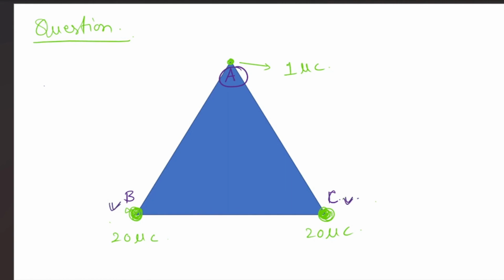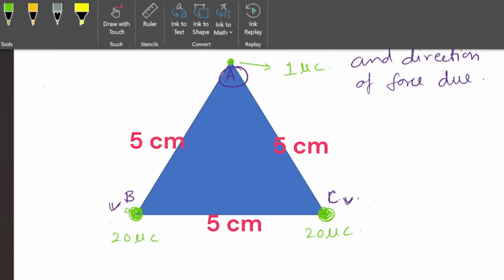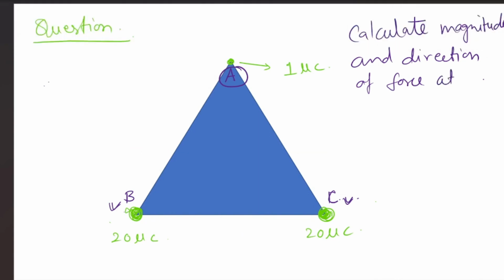So what we need to calculate? We need to calculate force at A due to B and C. So calculate magnitude and direction of force at point A due to B and C.